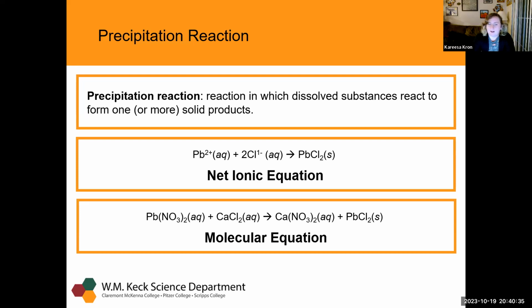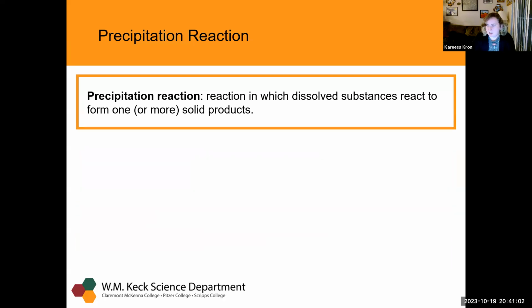So in the last video, I covered the molecular equation of lead nitrate interacting with calcium chloride to form dissolved calcium nitrate and the precipitate, or the solid that forms, lead chloride. And so in this reaction, we have several dissolved compounds interacting to form a solid product. So this is a precipitation reaction.